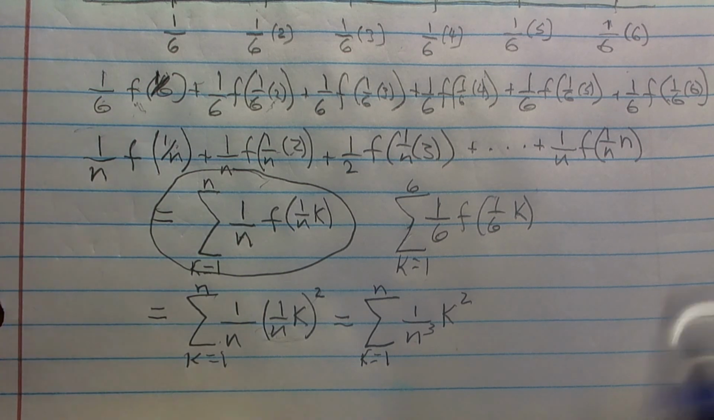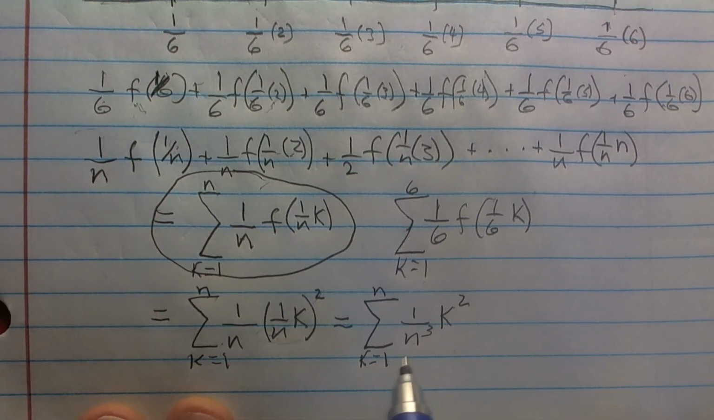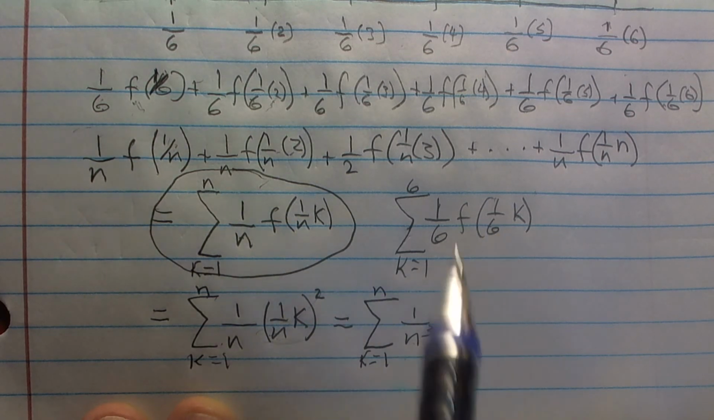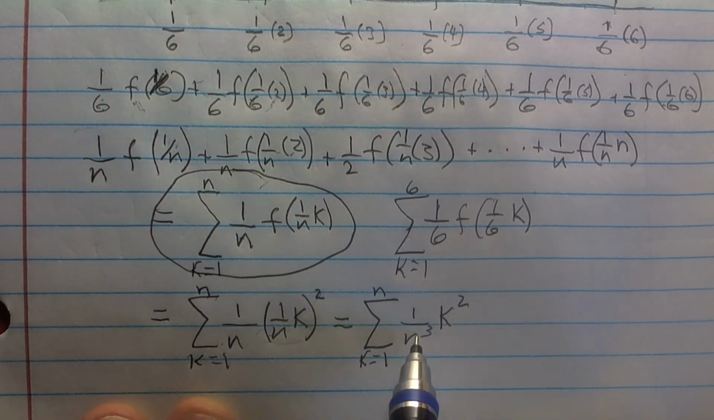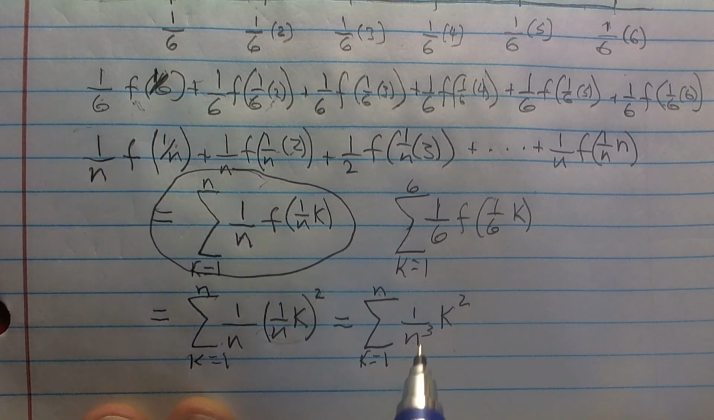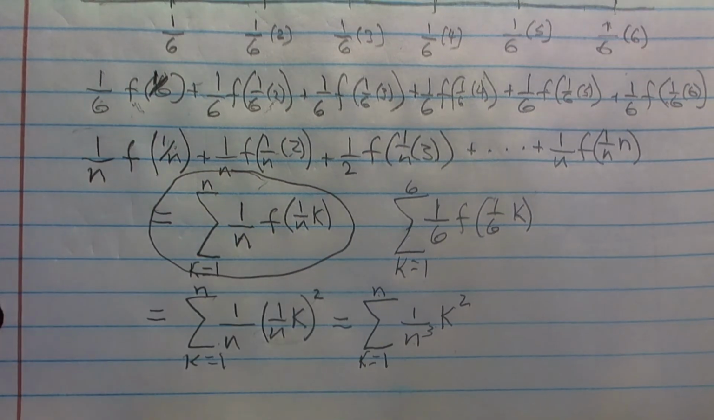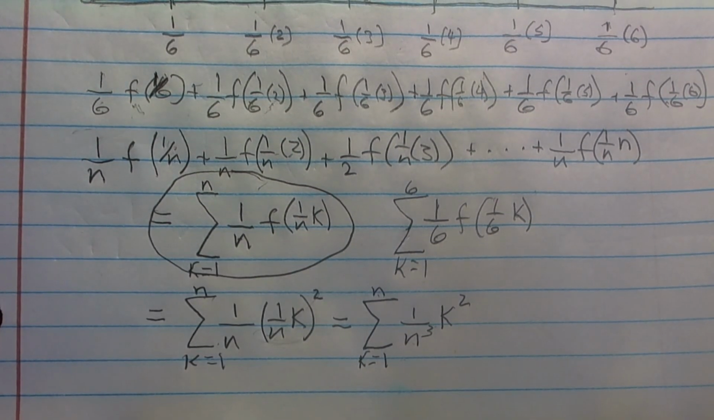Now, realize what this is. This is a formula for approximating the area under the curve. If you give me, let's say, 100 rectangles, and I want to use 100 rectangles to estimate the area under the curve, I just replace this n with 100. This would be 100 cubed, this would be 100 up here, and that would be how I could estimate it.